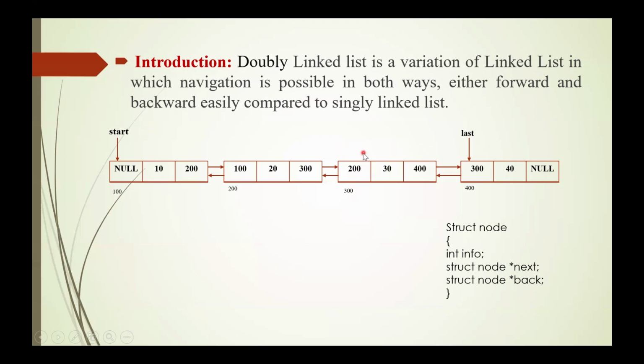In our implementation, we take two pointers: the start pointer points to the first node of the linked list, and the last pointer points to the last node of the linked list. So this is the representation of the double linked list, and we are going to store the information 10, 20, 30, 40. So this is a list of 4 elements.